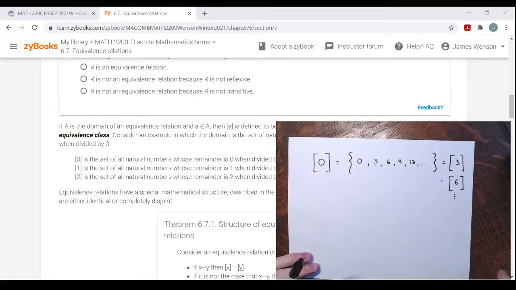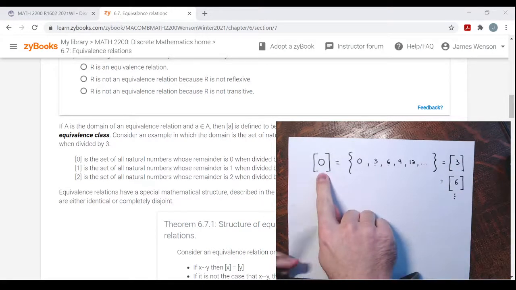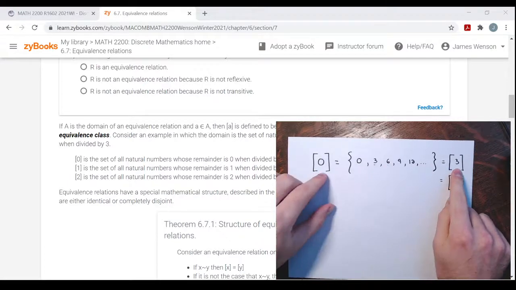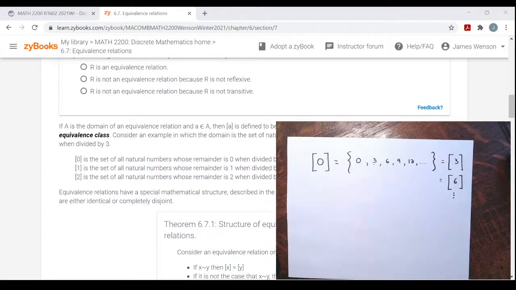So yeah, all these are the same though. Right? So if you're like, hey, the equivalence class for 0, and I got the equivalence class for 3, these are the same set. So there's no need to copy it twice. There's no need to write them both.